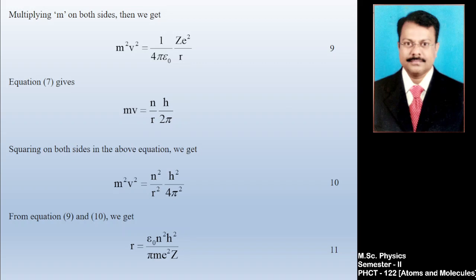From equations 9 and 10: equation 9 is m square v square is equal to 1 upon 4 pi epsilon naught into z e square upon r, and equation 10 is m square v square is equal to n square upon r square into h square upon 4 pi square. In these two equations, the left hand sides are equal. That's why the same terms cancel out, and in the remaining terms we write r is equal to epsilon naught n square h square upon pi m e square z. This is equation number 11.